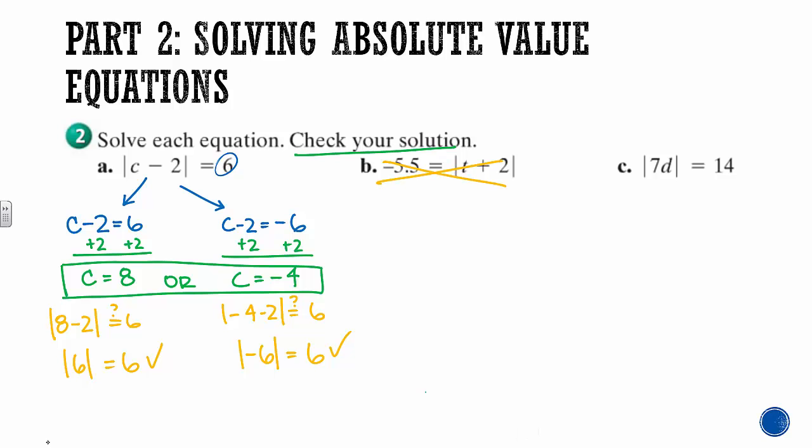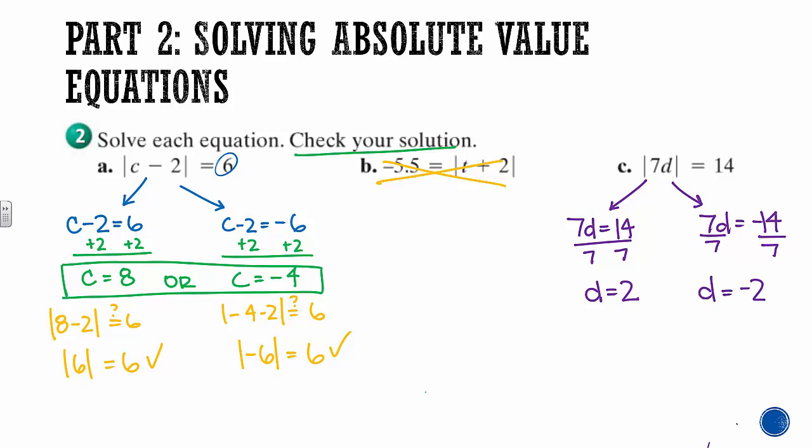Skip that one. Let's do the next one. So remember, we're saying that this stuff in here is 14 spaces away from 0 on the number line. So there's 2 options here. That 7D could be at positive 14, or it could be at negative 14. Both of those are 14 spaces away from 0. And then all we got to do is solve. So we get D can be 2, or D can be negative 2.